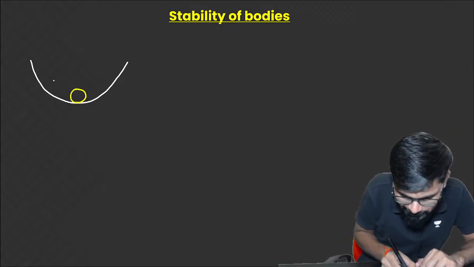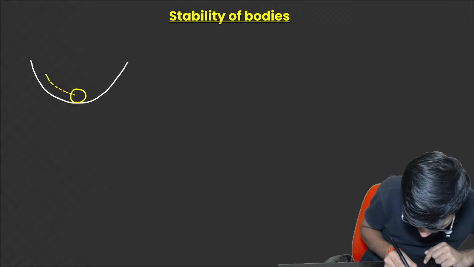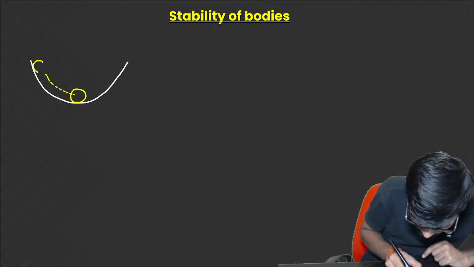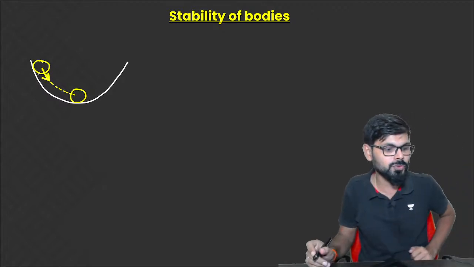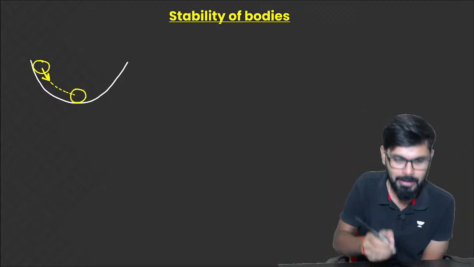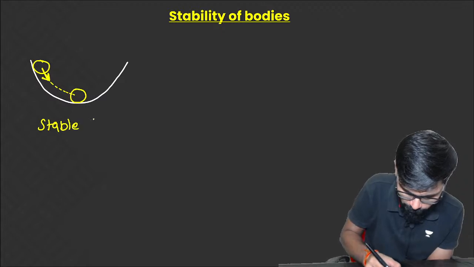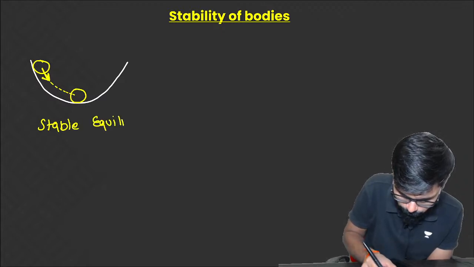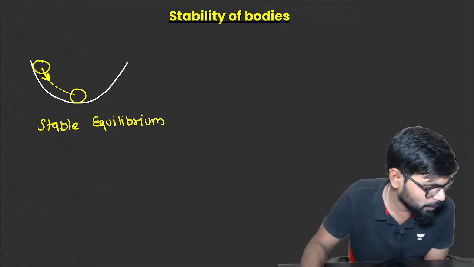Now we are going to tilt it. Now it is tilted like this, so the new position will be here. When I leave, then automatically due to gravity, one force will act in this particular direction and it will come to its original position. This is called stable equilibrium. Stable equilibrium. Clear hai?